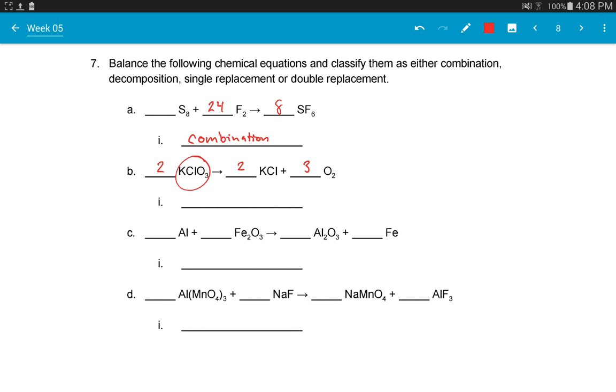Here we have a single element reacting to form 2 or more simpler elements or simpler compounds or pure elements. This would be a decomposition reaction.